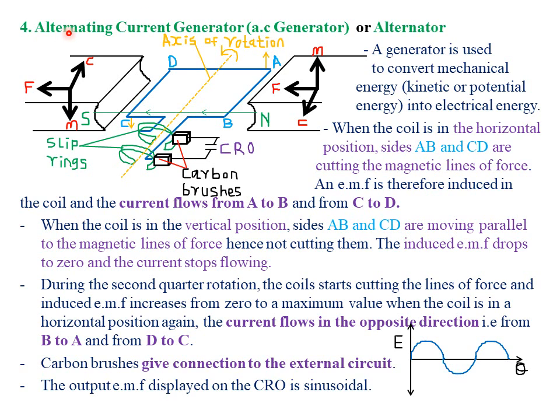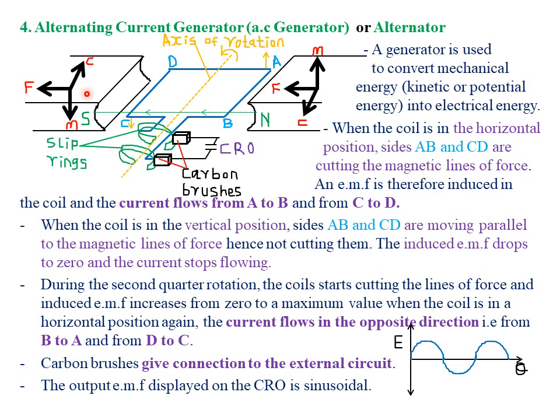So today we're looking at the fourth application of electromagnetic induction, which is called alternating current generators, abbreviated as the AC generator. Remember, an alternating current generator is also called an alternator. Generally, a generator is used to convert mechanical energy into electrical energy. Under mechanical energy, we have two types: kinetic energy, which is the energy possessed by a body in motion, and potential energy, which is the energy possessed by a body at rest at some height from the ground level.